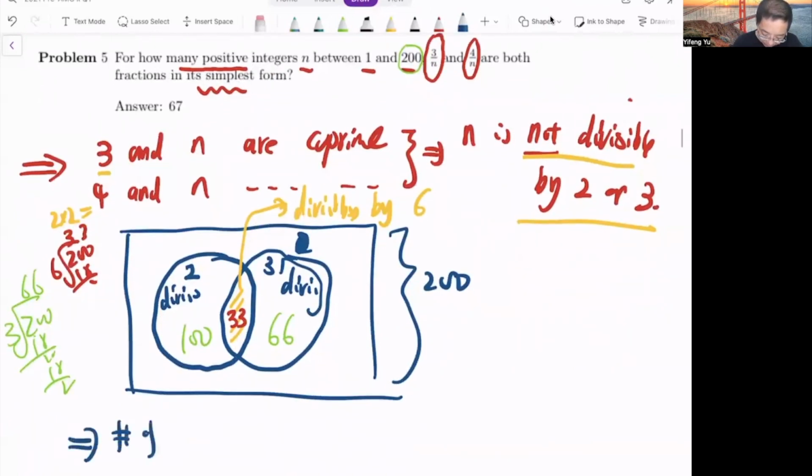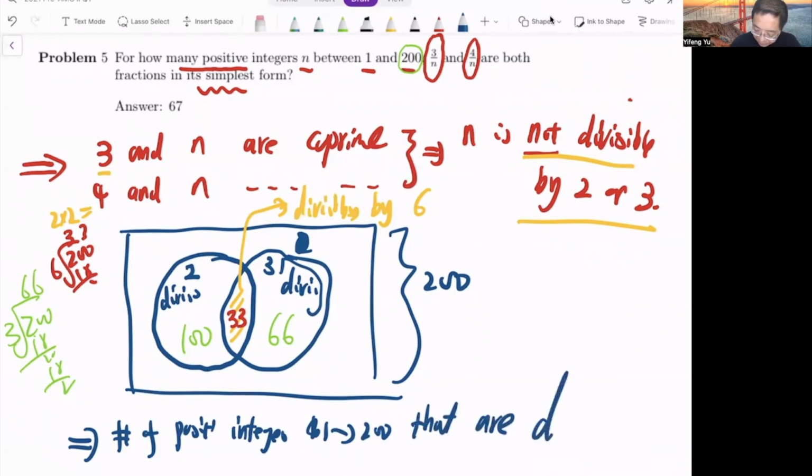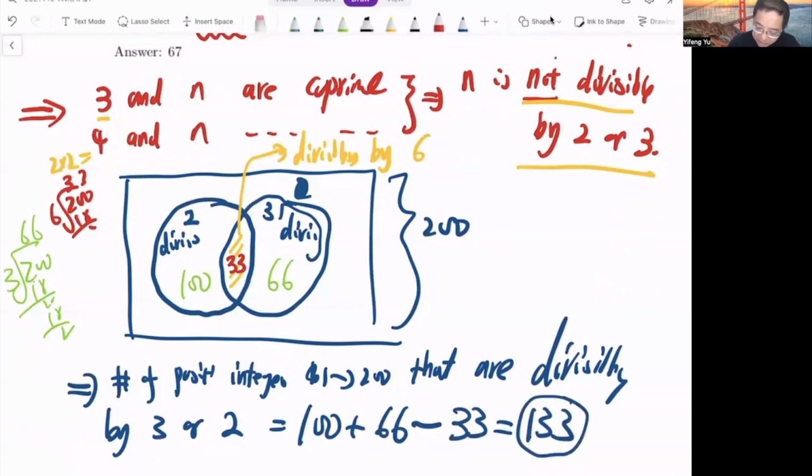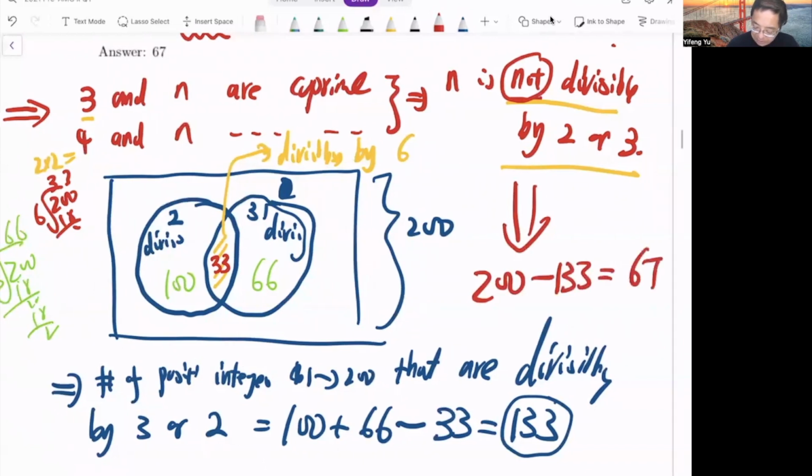And then from here, what we get is the number of positive integers between 1 and 200 that are divisible by 2 or 3. So those are not valid. How many of them? So we have 100 plus 66, but you have to subtract the overlap, 33, right? So you get 133. So those are not valid ones, right? But what you want is not divisible. So from here, we just get total 200 minus 133, and we get 67.